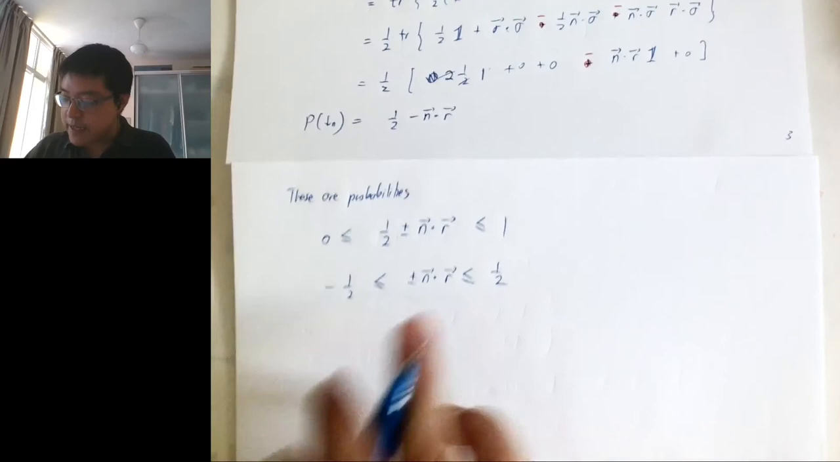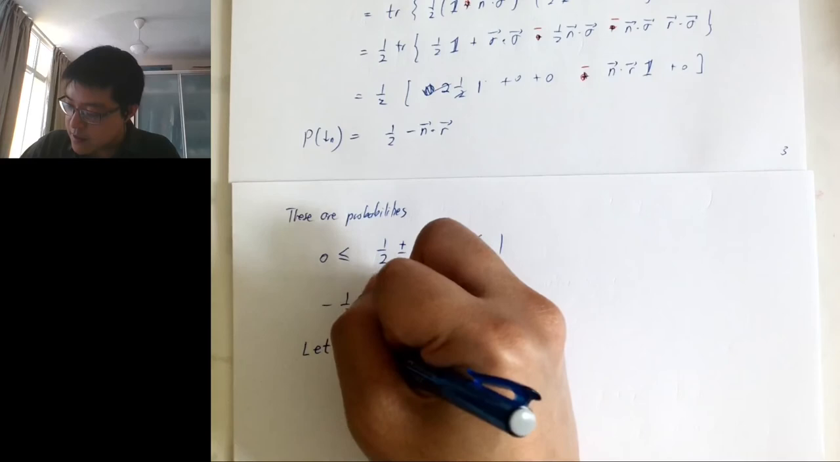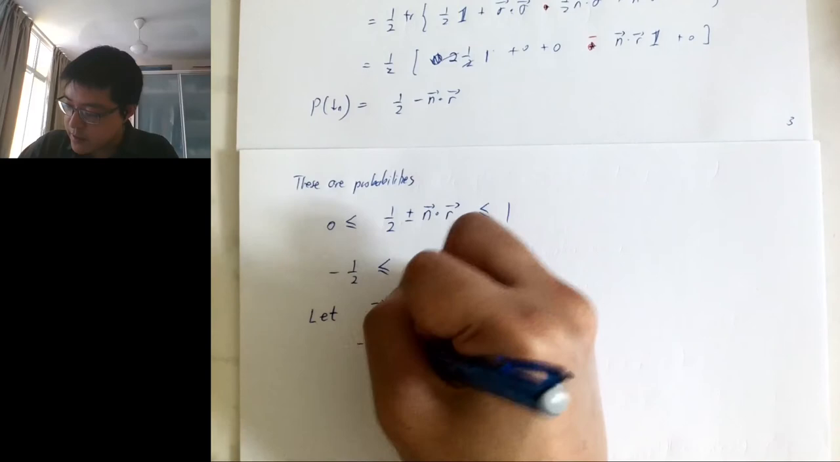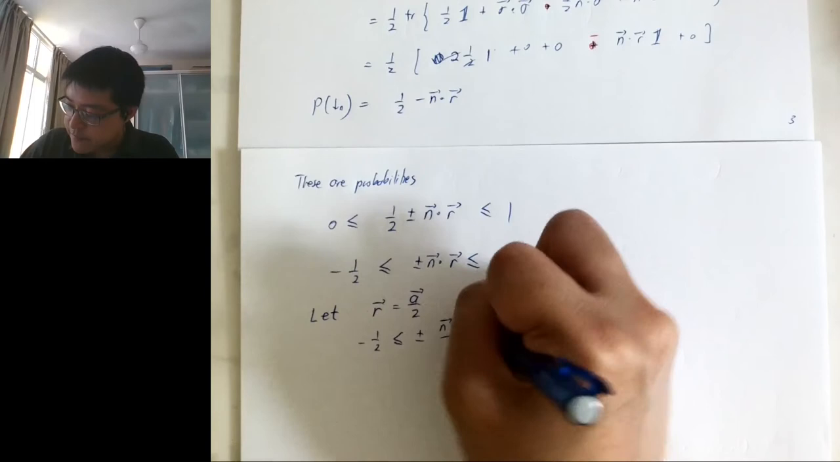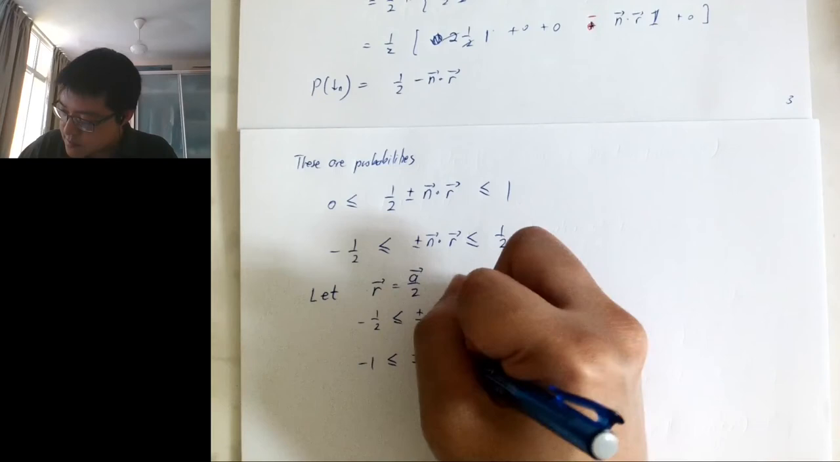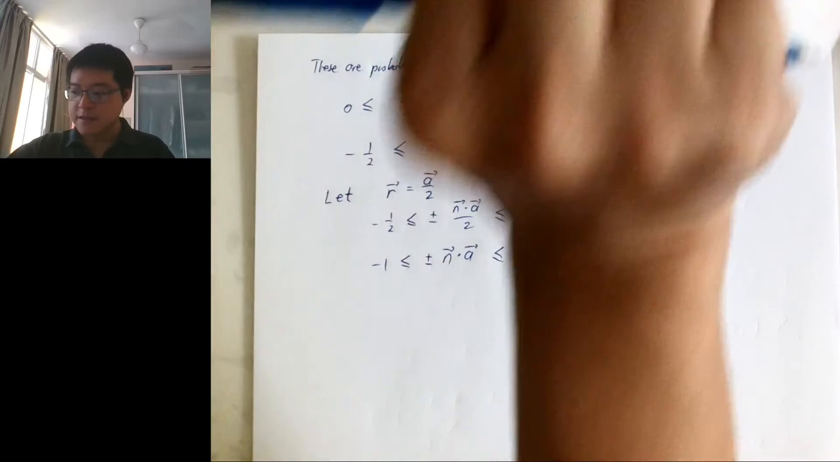And then to make it look nicer, instead of r, let's just say that r is a half, right? So that I got this equation, plus and minus n dot a half, and then half, so that everything is just nice, it's just one. Okay, so I got everything like this. Now, this is n dot a, right? And what is n dot a?